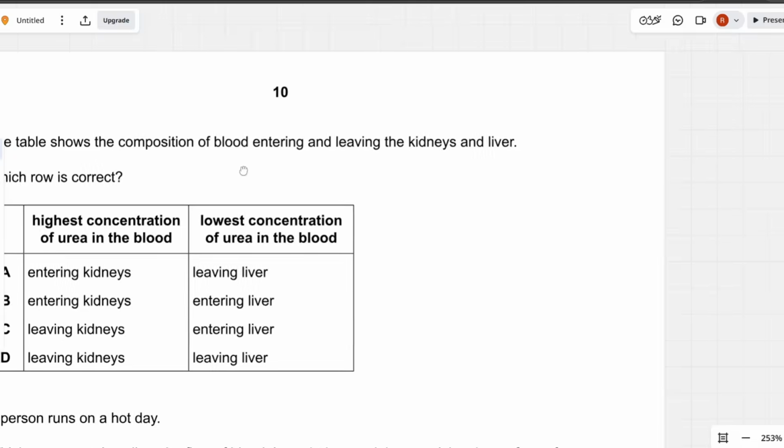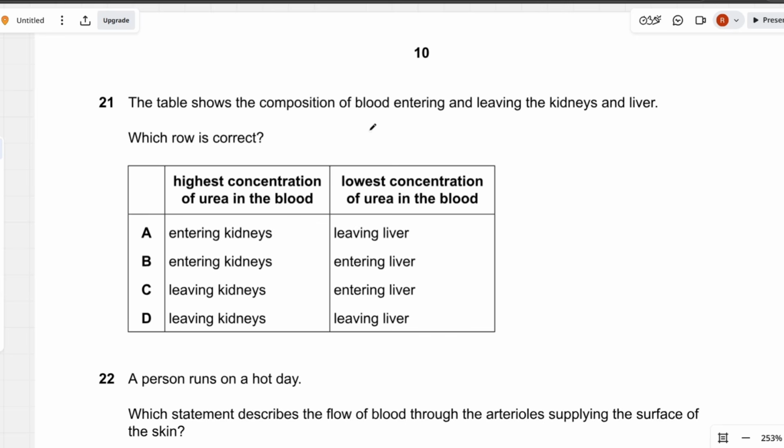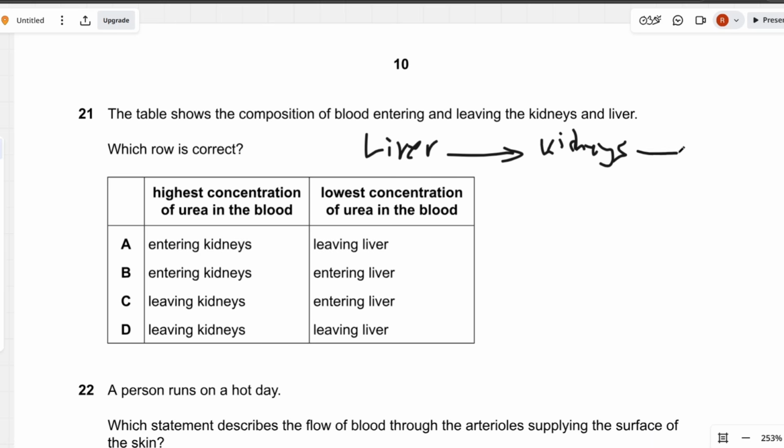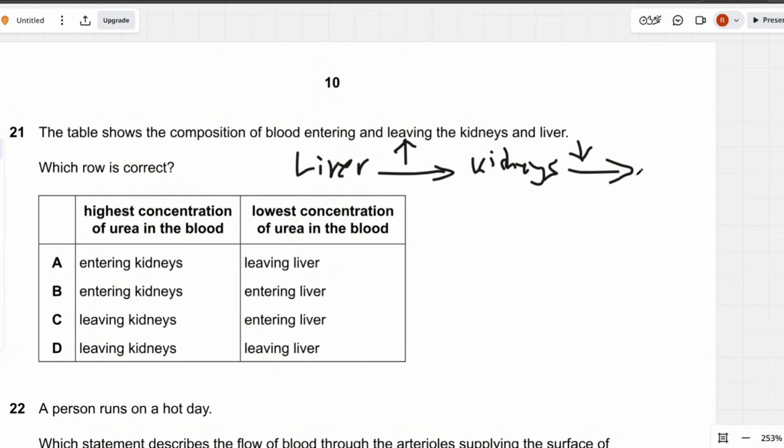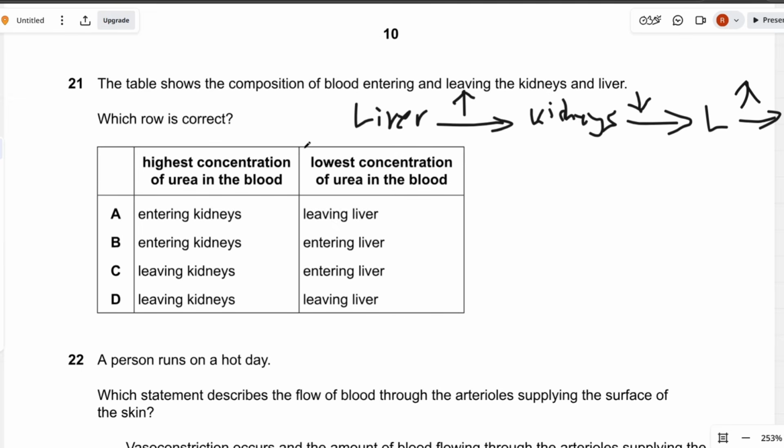The table shows the composition of blood entering and leaving the kidneys and liver. Which row is incorrect? Highest concentration of urea in the blood, lowest concentration of urea in the blood. We should know that the urea is made in the liver. And once it's made in the liver, it circulates the body to go to the kidneys. So once the blood leaves the kidneys, it goes back to the liver to restock on urea and so on. So once the blood leaves the liver, the concentration of urea is at its highest. And once it enters the kidneys, the concentration of urea is at its lowest. Then it goes back to the liver, increases again, and so on, like a cycle.